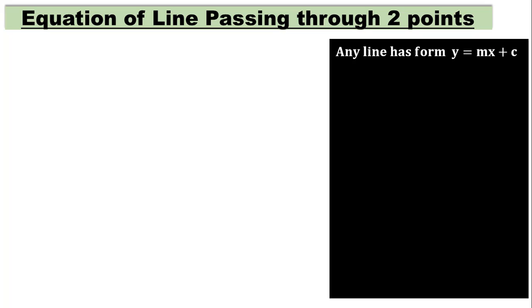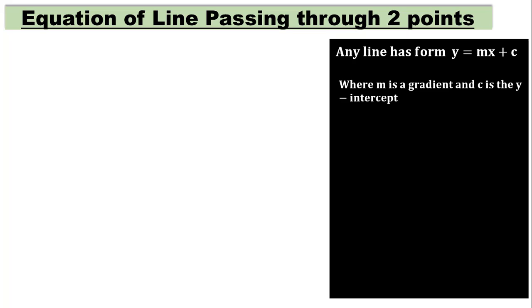Students, just remember, any line, if it is a straight line, has the form y equals mx plus c. And students, x and y are the coordinates of the Cartesian plane. However, two important things that you have to keep in mind are m and c. Here, m is the gradient of the line, meaning the steepness of the line, or you can say the slope of the line. And c is the point where the straight line will cut the y-axis, meaning the y-intercept.